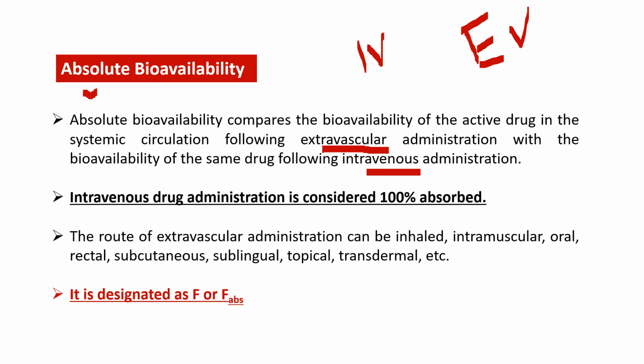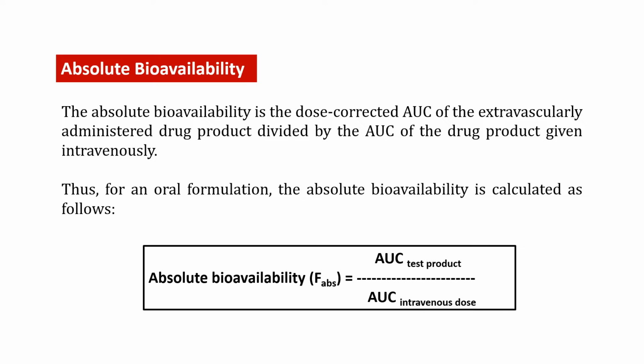So an intravenous drug administered is considered 100% bioavailable, that is absorbed. The route of extravascular administration can be of different types, and it is designated as F or ABS. ABS stands for absorption. So absolute bioavailability is the dose-corrected AUC of the extravascularly administered drug product, this is the test product, suppose I have given the drug orally, over the AUC of the IV drug of the same drug. For example, omeprazole oral and omeprazole IV, the same dose should be given, like 20 milligram oral and 20 milligram IV. Then we calculate the AUC of these two components, and we get the absolute bioavailability.